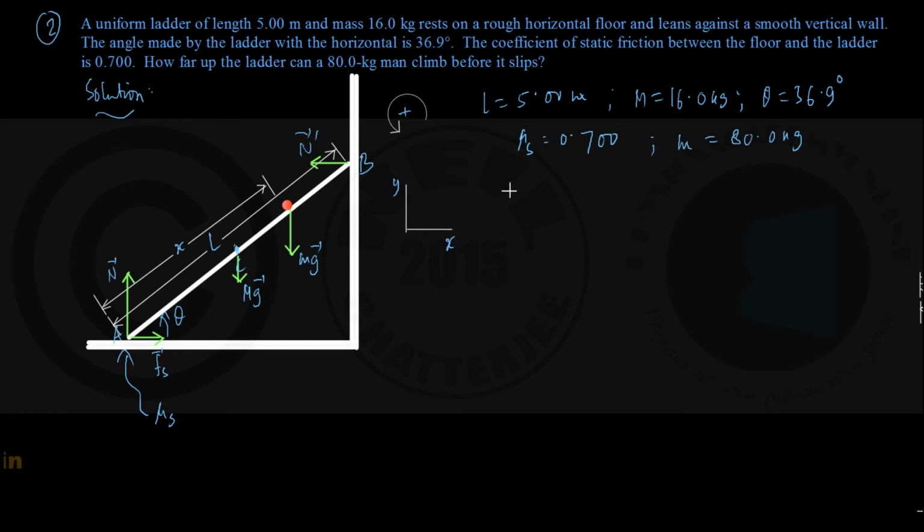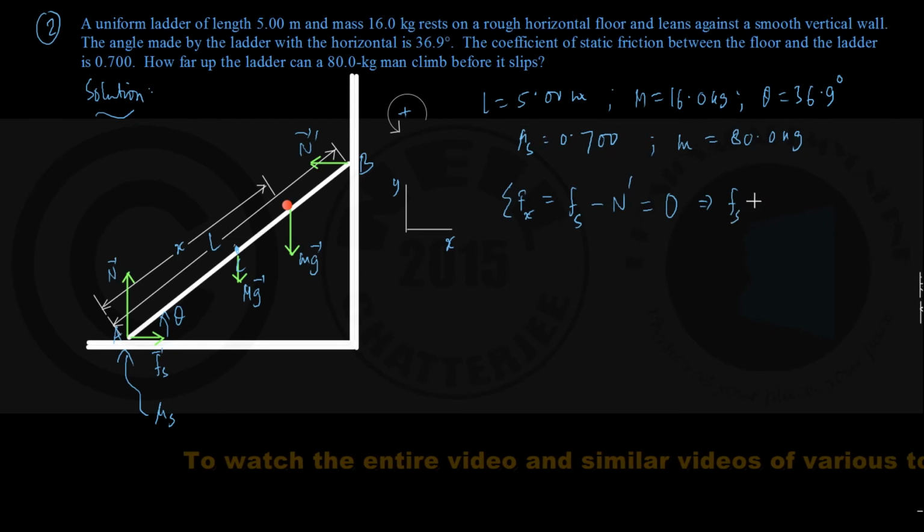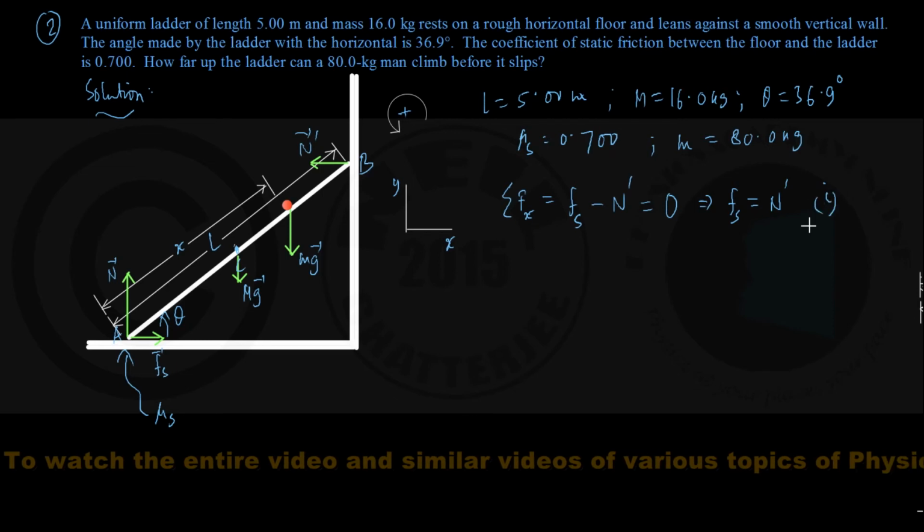And for translational equilibrium of this ladder plus man system, there are two equations for x motion and y motion. Taking the forces in the x direction, this sigma Fx is coming out to be Fs acting to the right, and the normal force given by the wall, that is N dash, acting to the left. Fs minus N dash must be equal to 0. Therefore, we can write that the frictional force at the ground and the normal force by the wall have the same magnitude. That is equation number 1 for us.